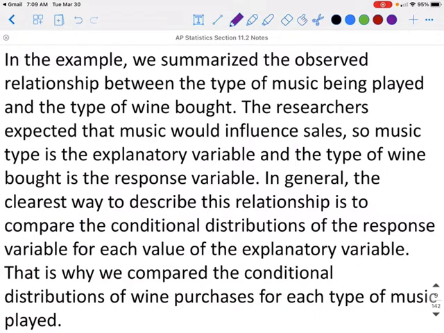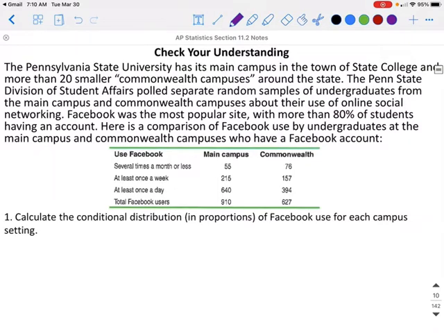In the example, we summarize the observed relationship between the type of music being played and the type of wine bought. The researchers expect that music would influence sales. So music type is the explanatory variable, and the type of wine bought is the response variable. In general, the clearest way to describe this relationship is to compare the conditional distributions of the response variables for each value of the explanatory variable. This is why we compared the conditional distributions of wine purchases for each type of music played.